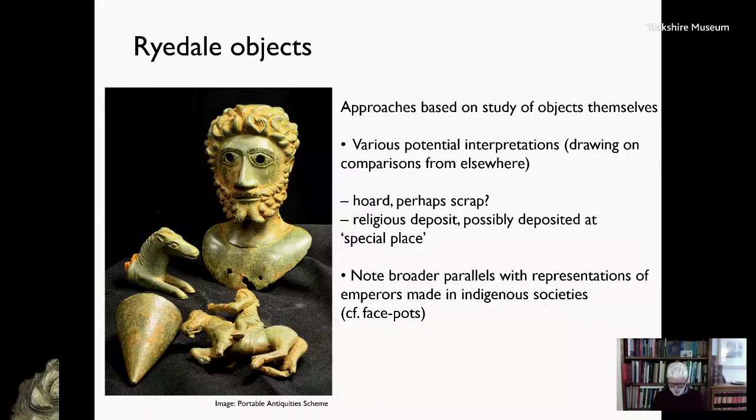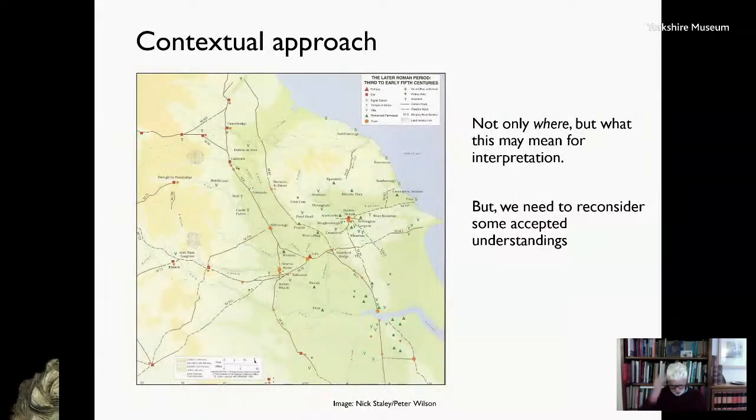But rather than getting carried away with these rather amateur thoughts on classical and indigenous art, if we turn to the next slide, what I want to do is to try and introduce what I would call a contextual approach. Now, the Ryedale hoard comes from the uplands of Roman East Yorkshire, but I'm not only concerned where it comes from, and I'm not going to give away the exact find spot, but where it comes from in a generic sense, but what its rural location in the uplands may mean for its interpretation, and how we can think through some of the ways in which the people in that landscape were living and potentially using and interacting with these fantastic objects.